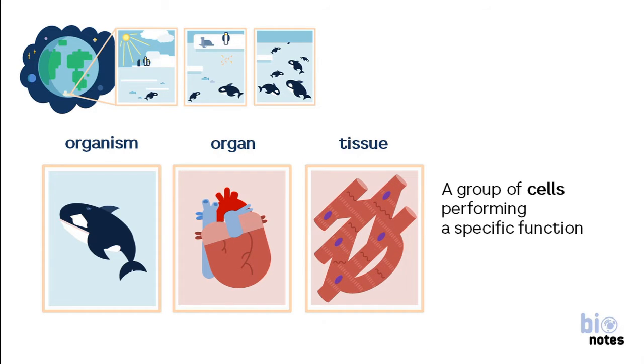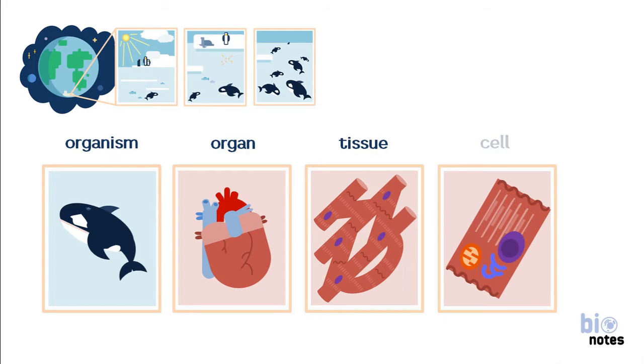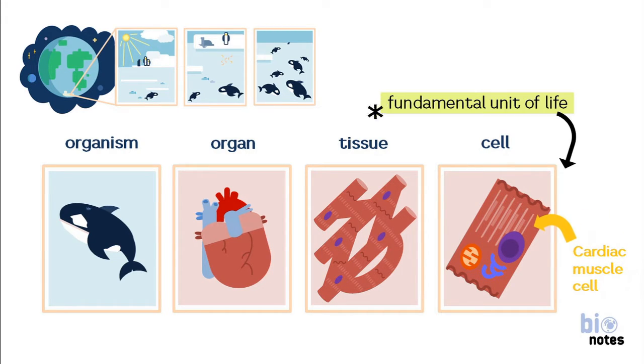A tissue is a group of cells performing a specific function. The primary tissue type of the heart is cardiac muscle, which contracts in a synchronized way in order to force blood in the directions it needs to flow. The next level is the cell, which is defined as the fundamental unit of life, which is a short way of saying that the cell is the smallest structure that still displays all the properties of life, like growth, reproduction, and energy processing.